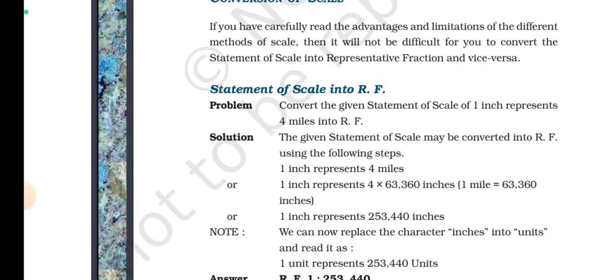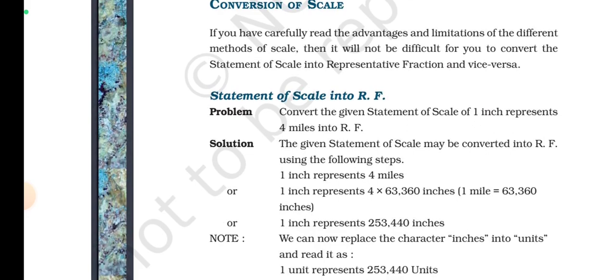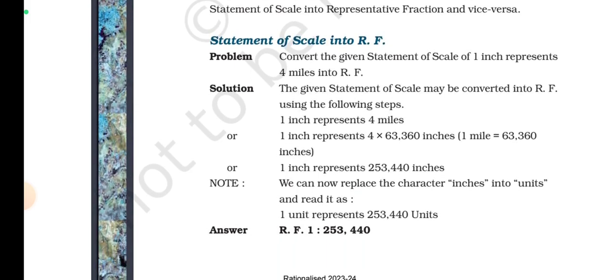So if you have carefully read the advantages and limitations of the different methods of scale, then it will not be difficult for you to convert the statement of scale into representative fraction and vice versa. Statement of scale into RF. Problem: convert the given statement of scale of 1 inch represents 4 miles into RF. Solution: the given statement of scale may be converted into RF using the following steps.